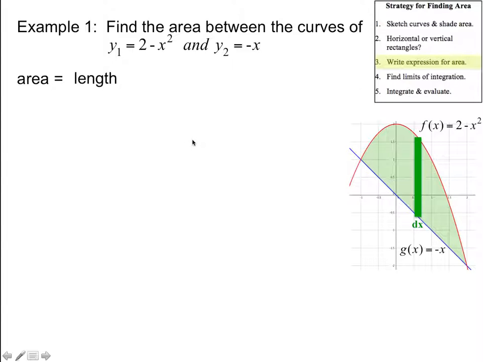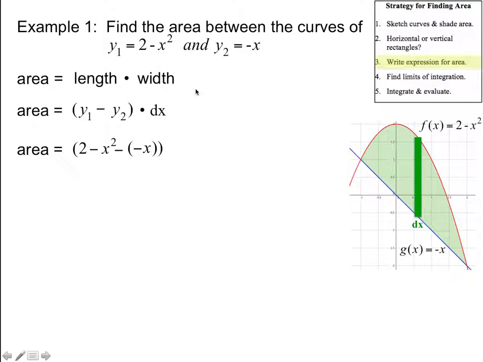So the area is going to be, just going back to geometry, length times width. We'll consider this the length of the rectangle and the width of the rectangle. So the length then is going to be the parabola here minus the line. So that's our f of x minus our g of x, written in terms of these variables, times our dx. I want to get this area in terms of x, so I'm going to go ahead and substitute these functions in. So we have 2x minus x squared minus a negative x times dx, and simplifying that a little bit, we get 2x minus x squared plus x times dx. So this represents that single rectangle.